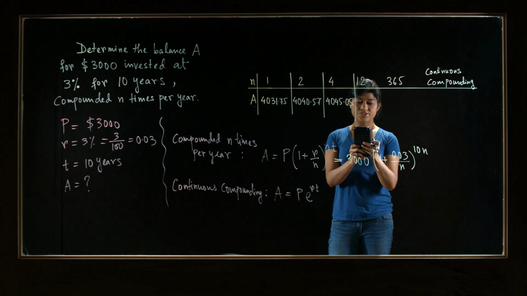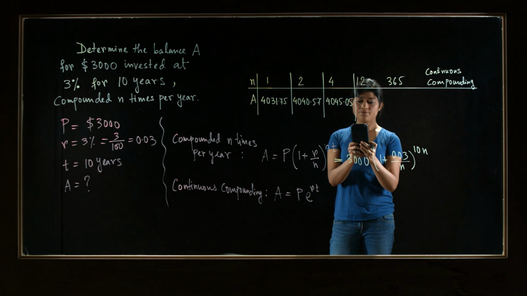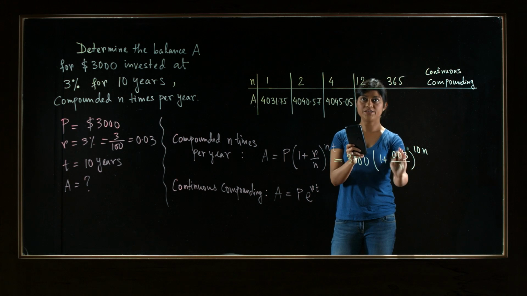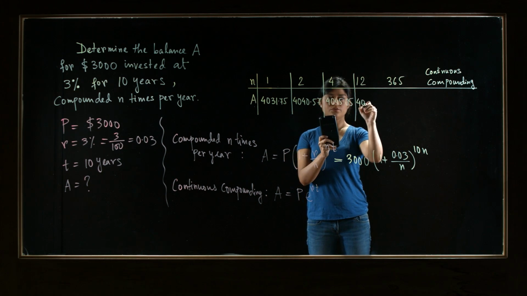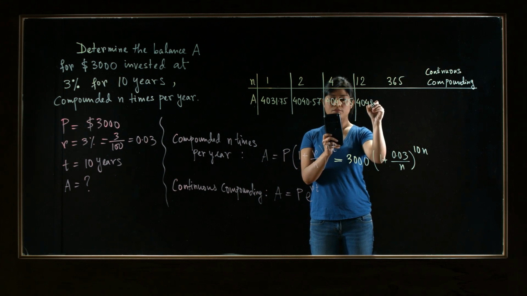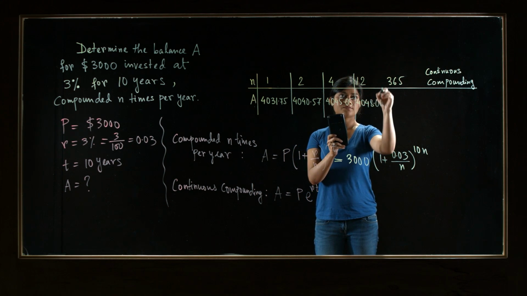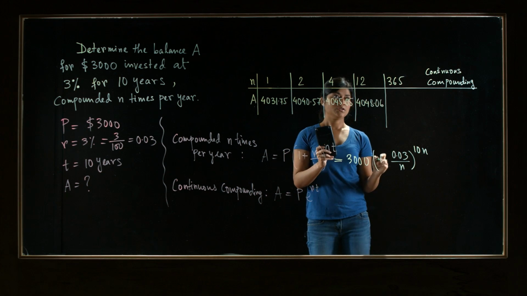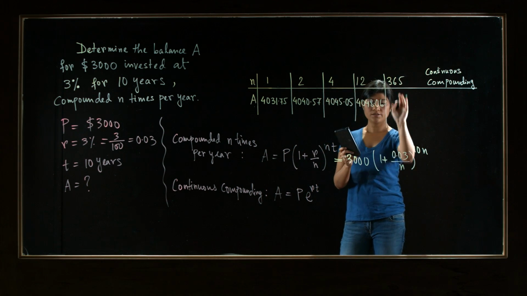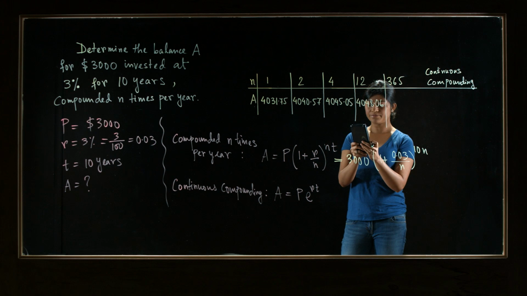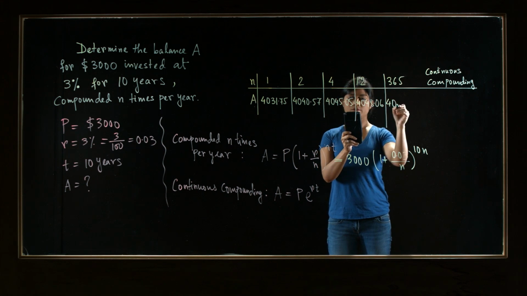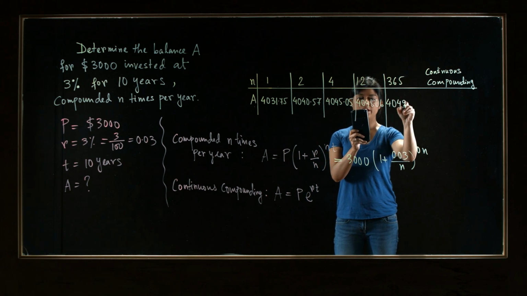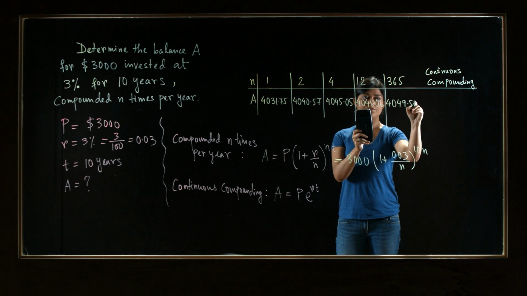Let's continue. Next, n is 12. Use the same formula, except instead of n equals 4, you write n equals 12. And you have 4048.06. The last value using this formula is when n is 365. So let's write n equals 365 and your value becomes 4049.53.